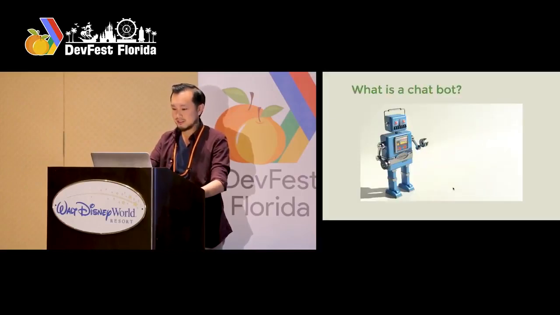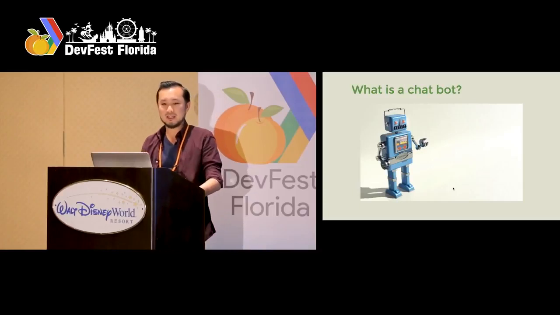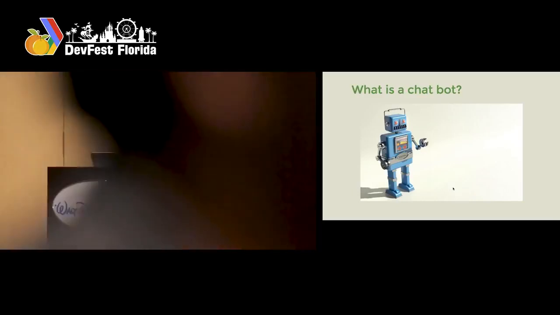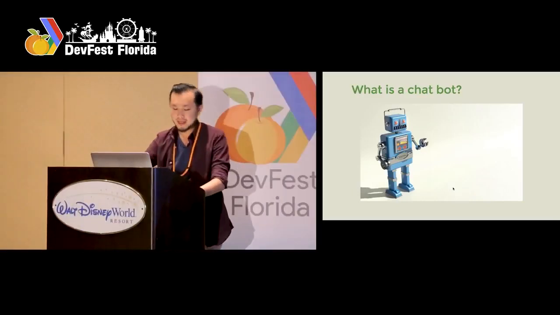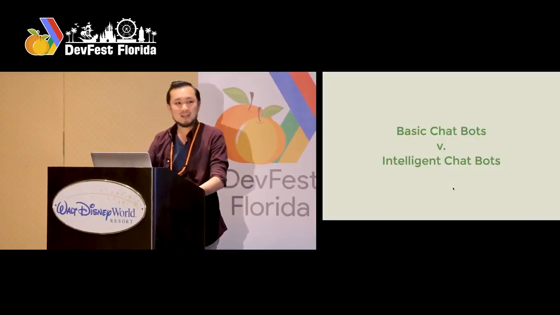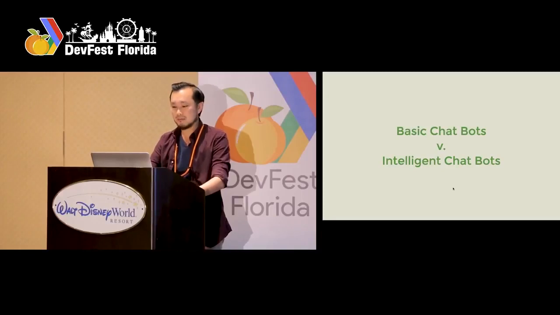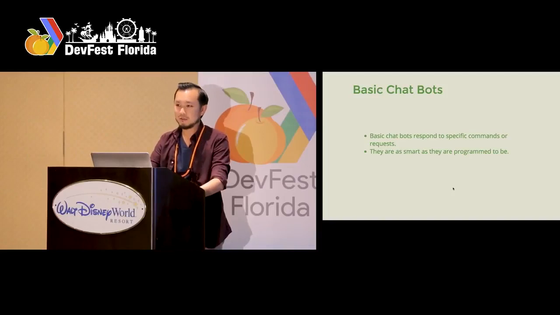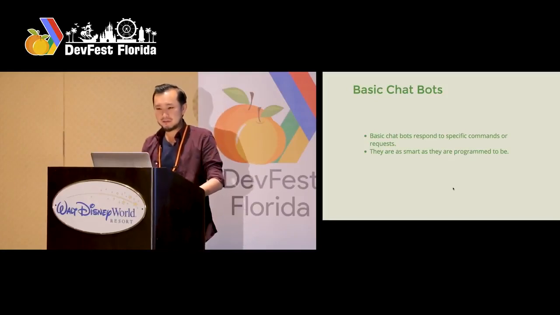Let's see. So let's answer the first question. What is a chatbot? A chatbot is primarily a program that listens to users and responds to them. And they can be separated into 2 different categories: basic and intelligent chatbots. A basic chatbot responds to specific commands or requests, and they're as smart as you make them to be. So they don't do anything extra, right? I'm gonna show you a few examples.